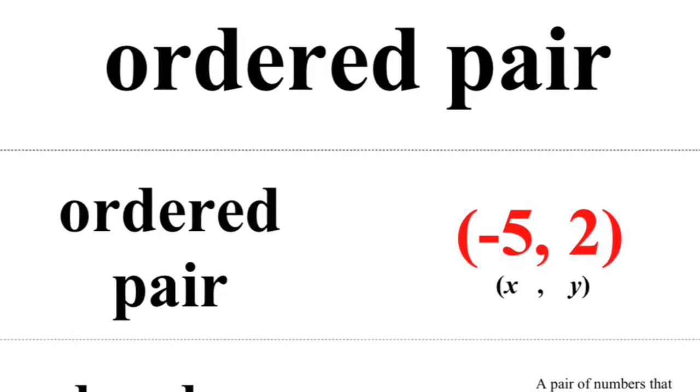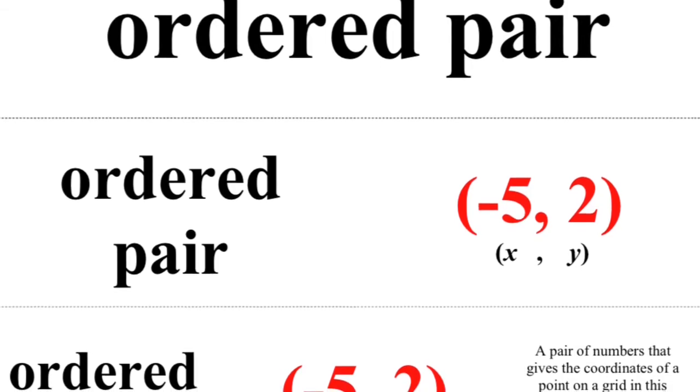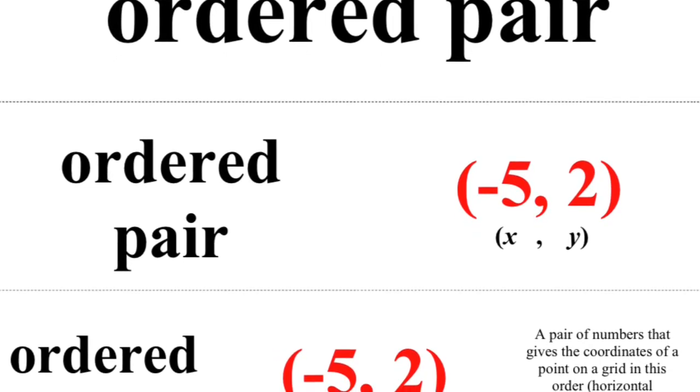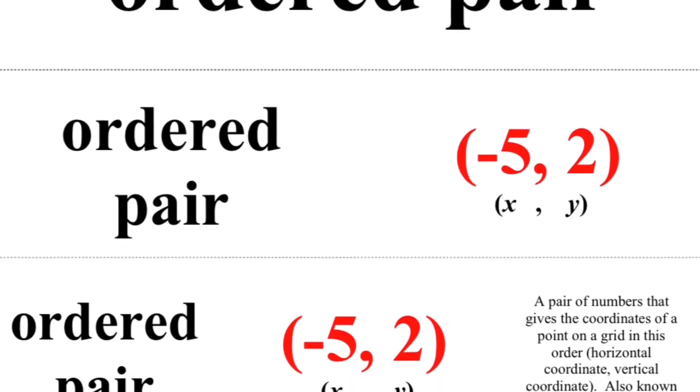An ordered pair is another word for coordinate or point. In an ordered pair, you have two numbers. The first number is the x-coordinate and the second number is the y-coordinate.